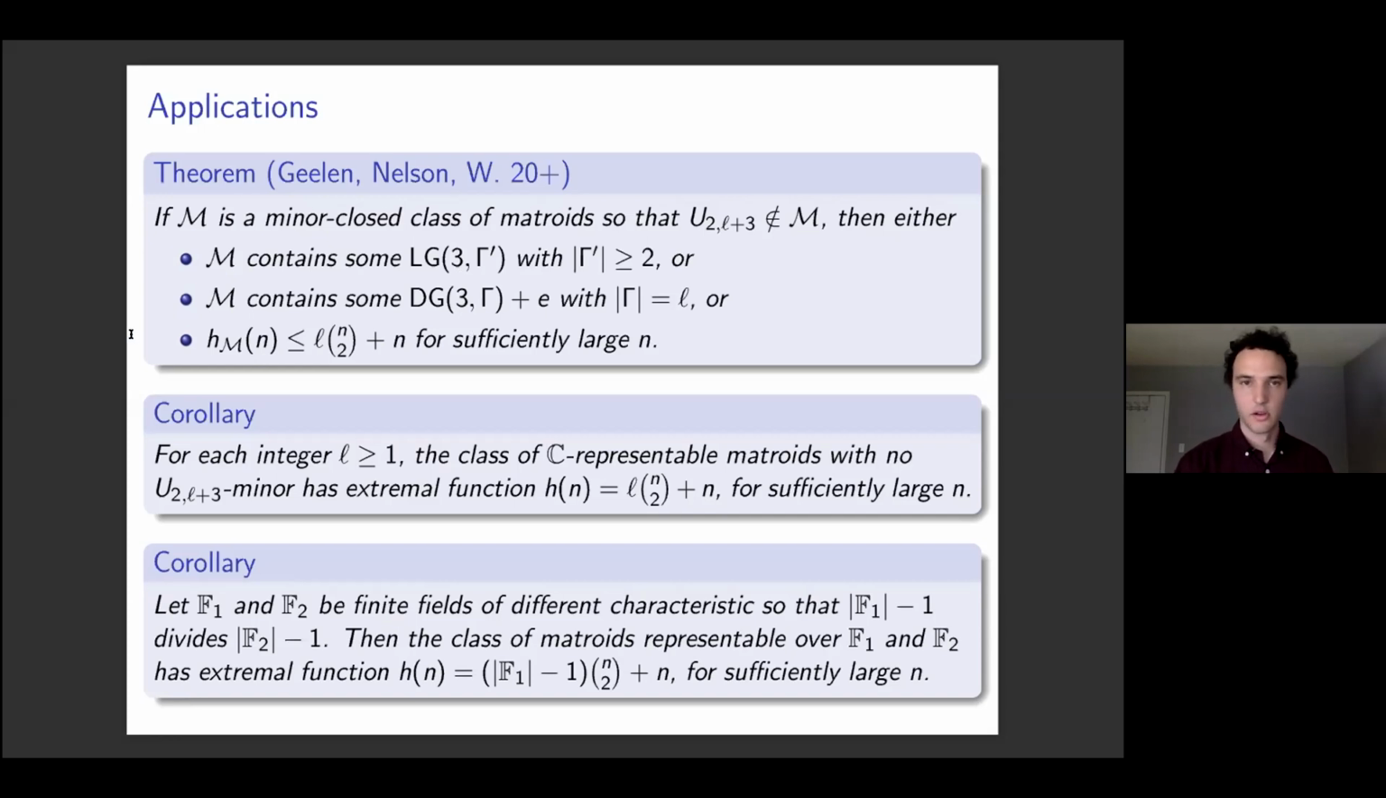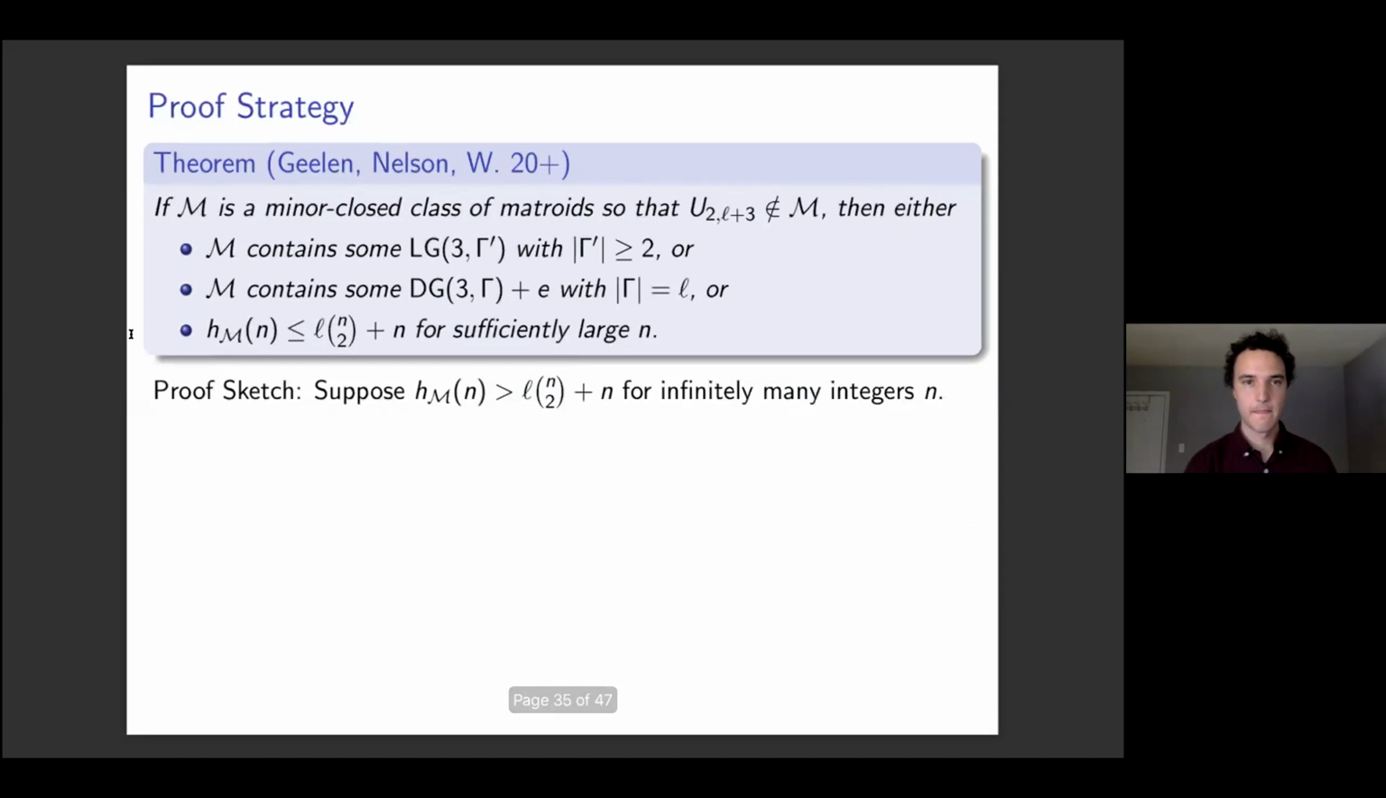Okay, so here's the exact result, and we're going to assume that this third outcome does not hold. So we'll suppose that the extremal function is greater than l times n choose 2 plus n for infinitely many integers n. Then we'll try to find one of these excluded minors.